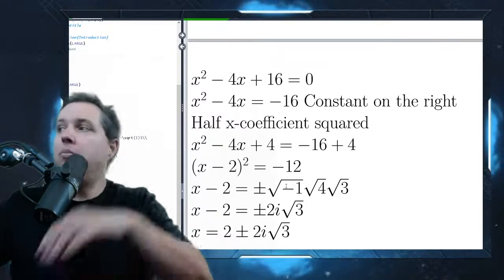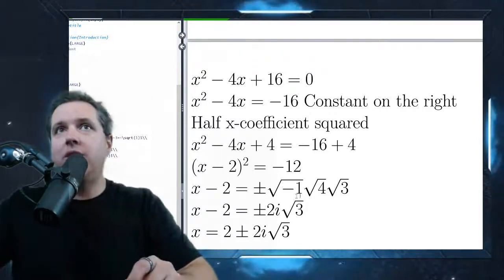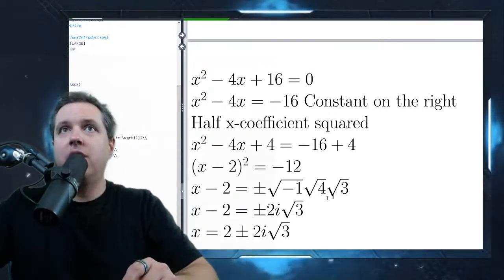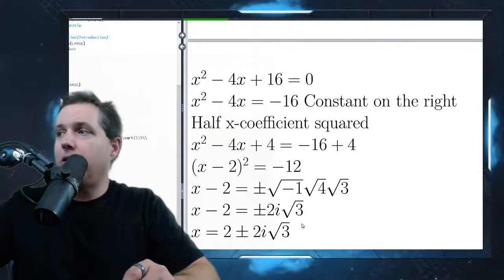The square root of negative 1 becomes i. Remember we spent that day on complex numbers? The square root of negative 1 is i. That's where the i comes from. The square root of 4 is 2. That's where the 2 comes from. The square root of 3 is fully simplified. That's where that comes from.